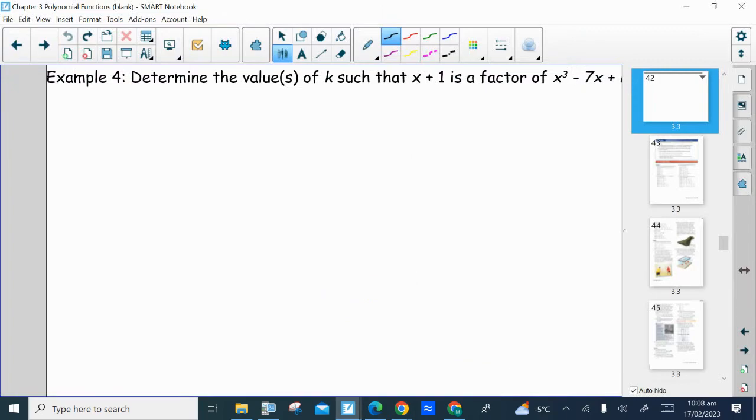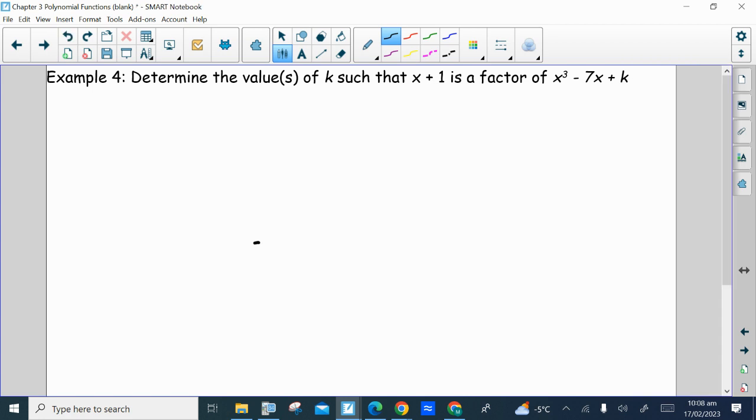So this is just a last example from the last lesson. It says determine the values of k such that x plus 1 is a factor of x cubed minus 7x plus k. So again, if it's a factor, that means it divides evenly into the polynomial, which means the remainder would be 0. So if you're going to use the remainder theorem here, p at negative 1 has to equal 0.